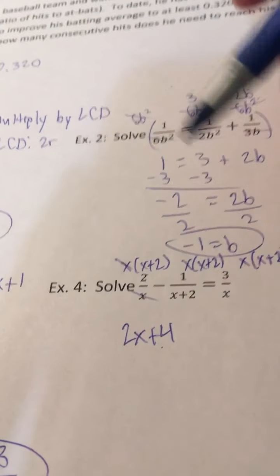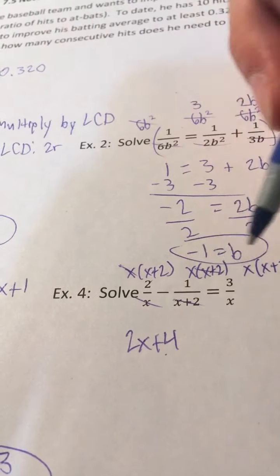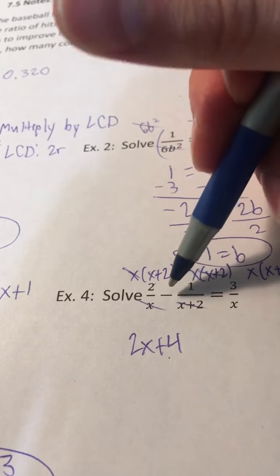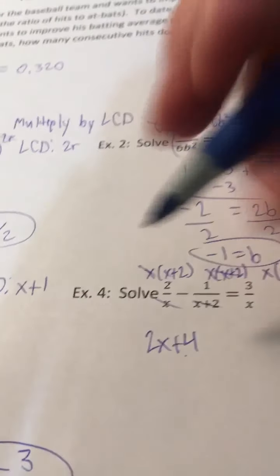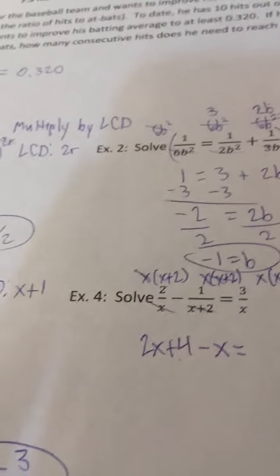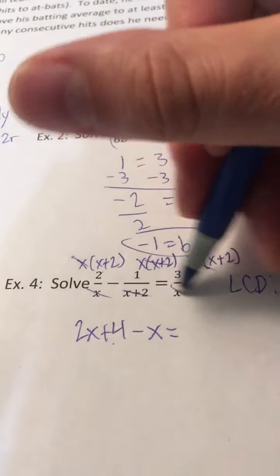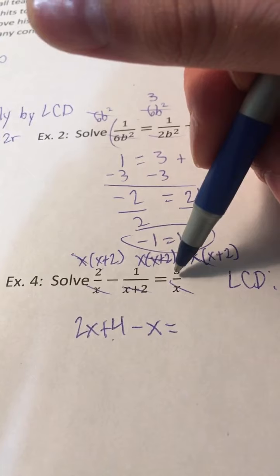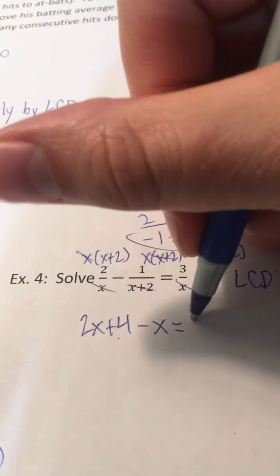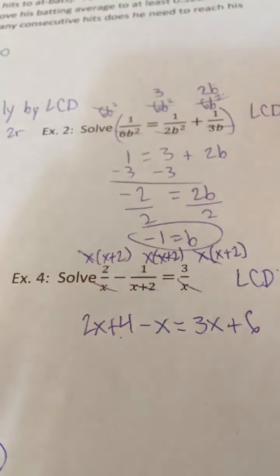Now, second fraction, the x plus 2's are going to cancel. I'm left with this 1. Remember, it's a negative 1 because we're subtracting. Negative 1 times this x, so that's going to be a minus x equals, and in the last fraction, this x and this x cancel out. I'm left with this 3 times this x plus 2. Distribute that. That's going to be 3x plus 6.